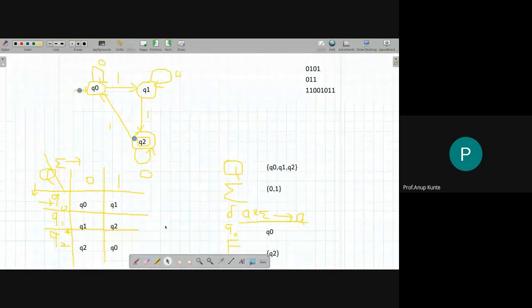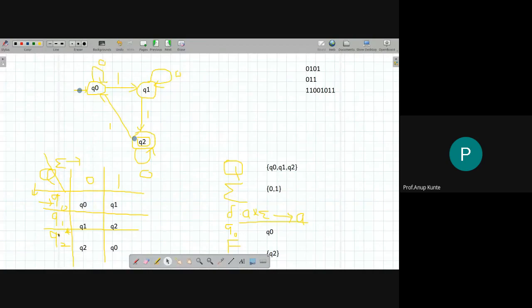Now, think about it. All the 5 ingredients are there. Q is a finite set, Q0, Q1, Q2. Sigma is a finite set, 0, 1. Delta is defined using this table, which is a transition table. The graph also is there. So it is defined. The mapping from current state and current input to next state is there. Q0, the initial state, is there. Then I have the final state. That means I have everything for this to be referred to as a finite automaton.